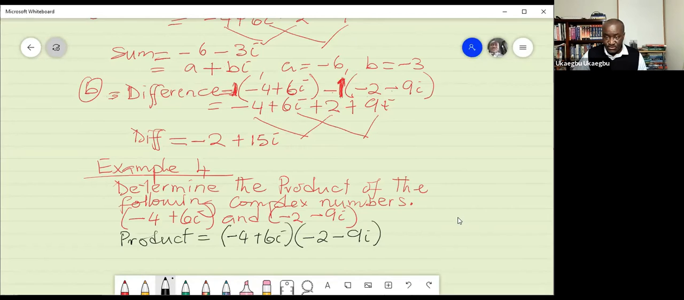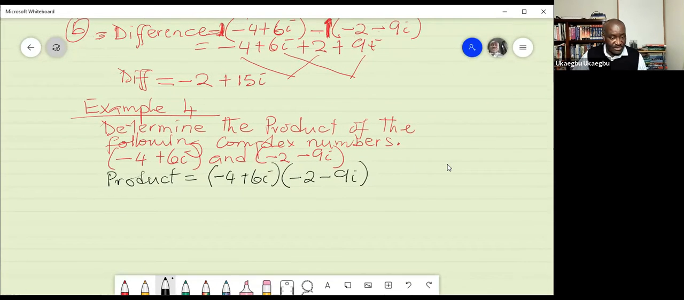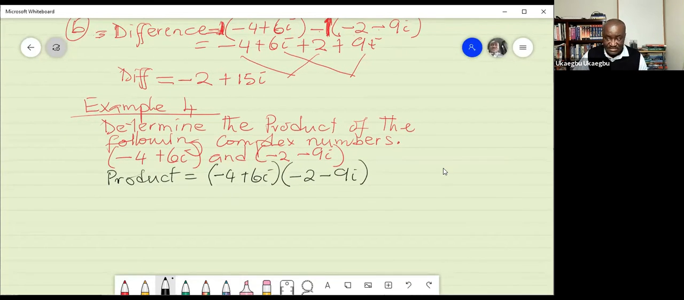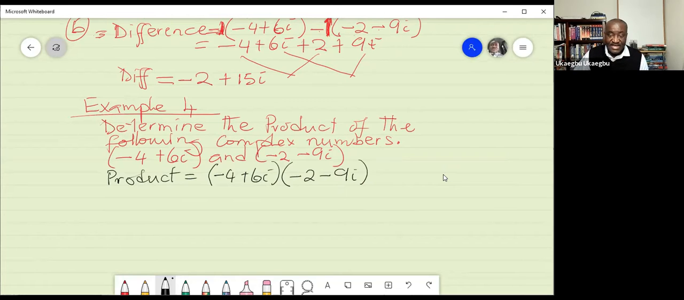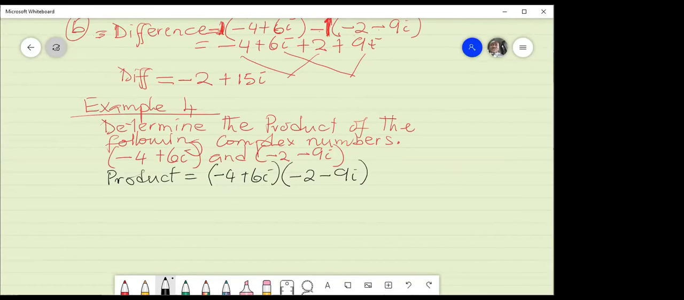Okay, so who has an idea of what we need to do and tell us the process, and we take it from there. Wouldn't you multiply -4 times -2, multiply -4 times -9i? Okay, that's a good idea, but it has a name. What you just told us has a name. What is it called? Distributive property. Thank you. So you are going to use the distributive property.